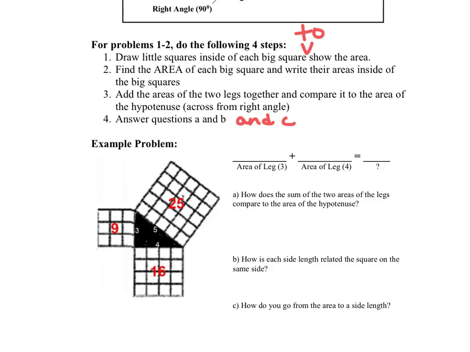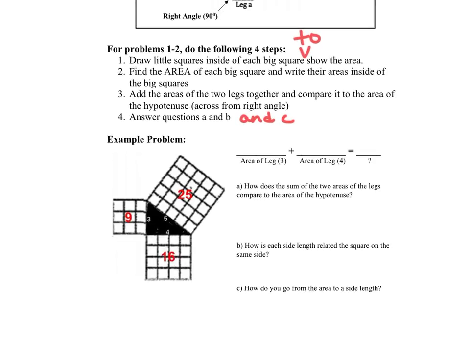So I counted up my squares on the side that has a 5, and there's 25 squares, so the area is 25. There's 16 squares here, little ones, so the area is 16. There's 9 squares here, the area is 9. You following me? Okay, you got to write that inside because we need to visualize it today. Today is all about seeing it. If you don't see it, then you won't understand it. Then you're going to add the areas of the two legs together and compare it to the area of the hypotenuse. So we're going to do that together.